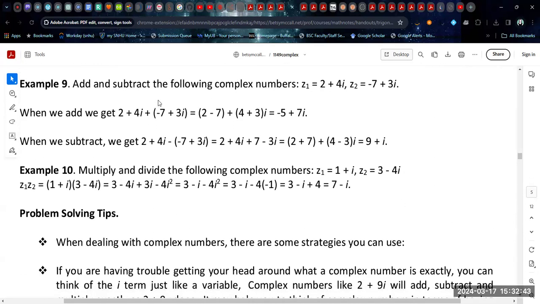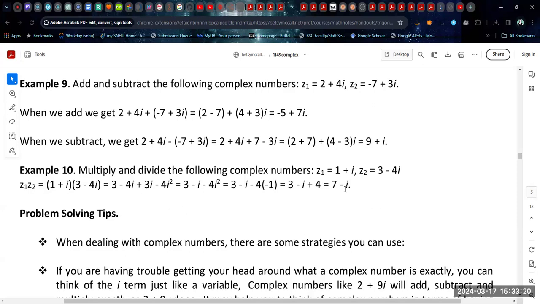Here we have an example adding or subtracting the following complex numbers. So if I add 2 plus 4i to negative 7 plus 3i, I'm going to add the corresponding components. 2 and minus 7 is negative 5, and 4 and 3 is 7, so negative 5 plus 7i. If we subtract them, 2 minus a negative 7 is 9, and 4 minus a 3 would be 1i.